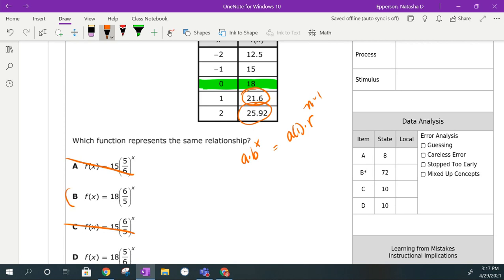So you're going to get your rate, your R value, which is B. Again, you're going to take your second term and divide it by your first term, and that will give you your rate, which is equal to your B value in your exponential function.